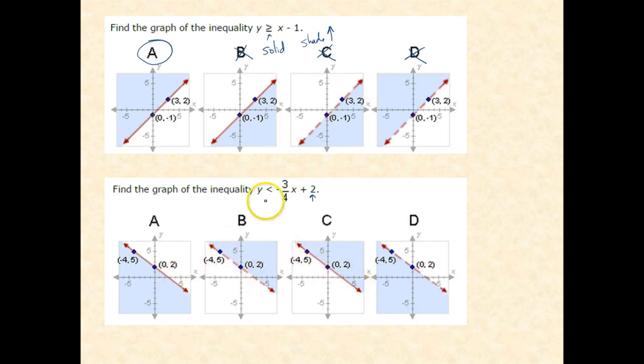But which one is shaded properly? If it's strictly less than, we should shade below, because it's less than. And since it's not equal to, it needs to be dashed. So shaded below and dashed is D.